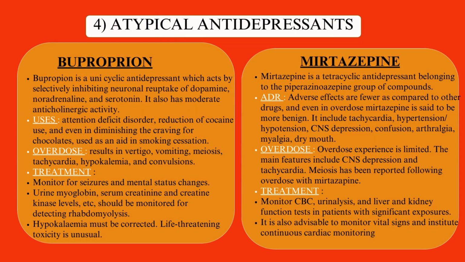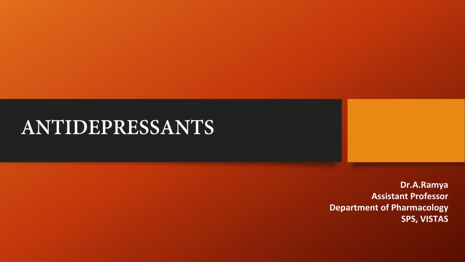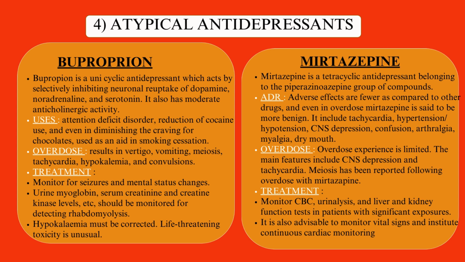The last class of antidepressants, atypical antidepressants, consists of two major drugs, bupropion and mirtazapine. Bupropion is a unicyclic antidepressant which acts by inhibiting the neuronal reuptake of neurotransmitters like dopamine, noradrenaline, and serotonin. It also has moderate anticholinergic activity. It is usually used in conditions like attention deficit disorder, reduction of cocaine use, diminishing the craving for chocolates, and also in smoking cessation.